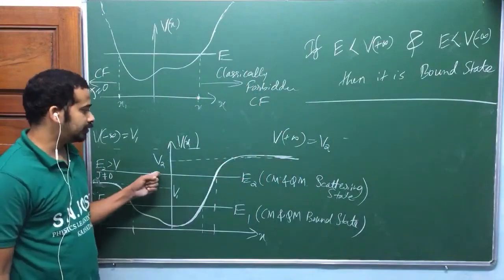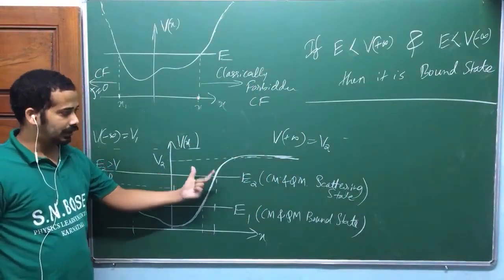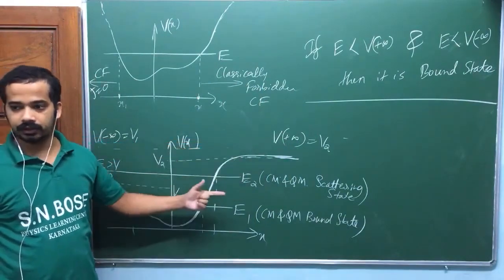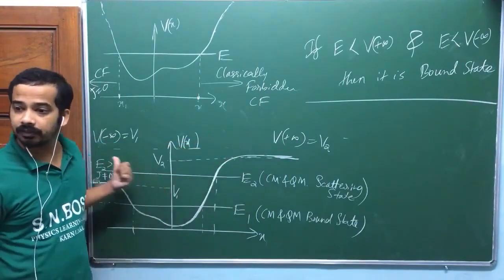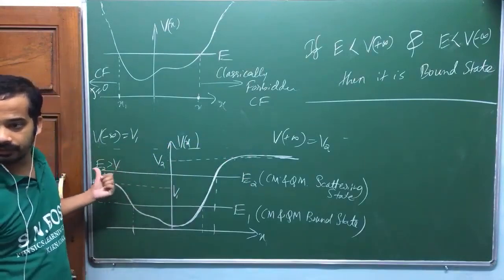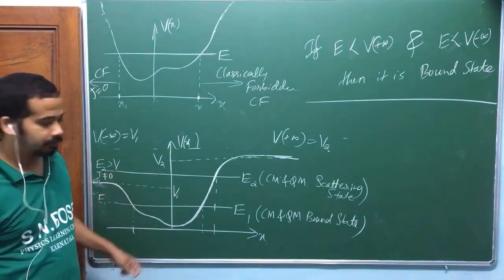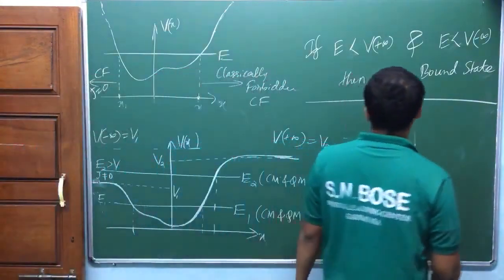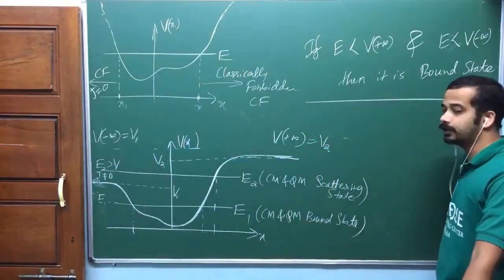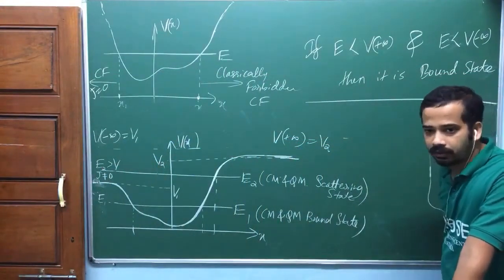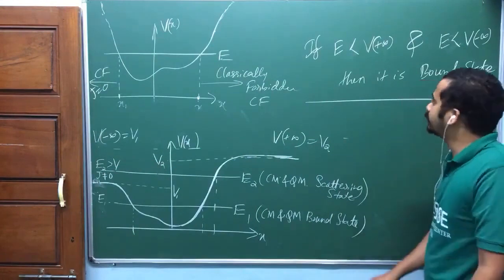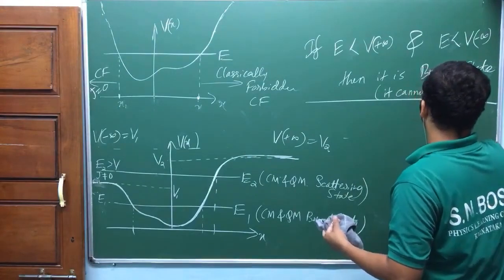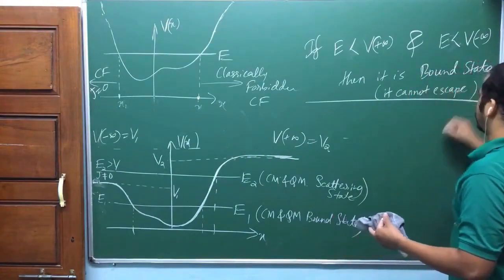Look at here. In this situation, E is less than V at plus infinity, but E is greater than V at minus infinity. It can escape to minus infinity. But this is a scattering state. I am talking about this one, okay? If energy is less than the potential at plus infinity as well as the potential at minus infinity, then it cannot escape in any region, isn't it? Write down, it cannot escape.